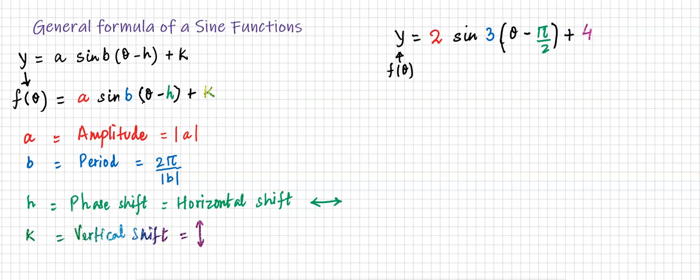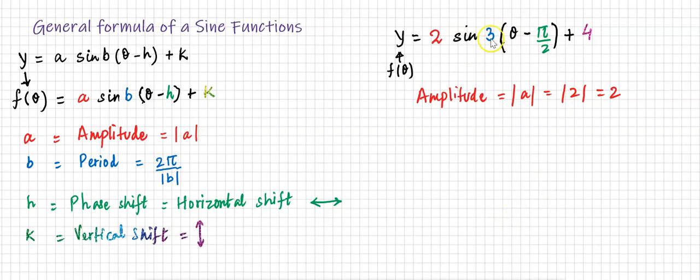So what is the amplitude here? Well, amplitude is given by the value of a. You can compare it with the a here. A is 2. So the value is given by the absolute value of a, which is the absolute value of 2, which is 2. Now let's move ahead.